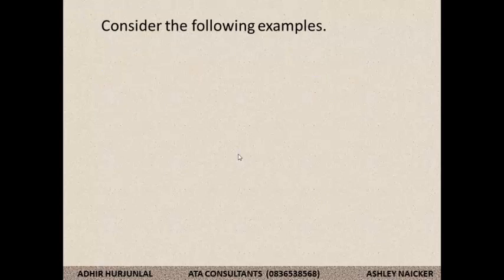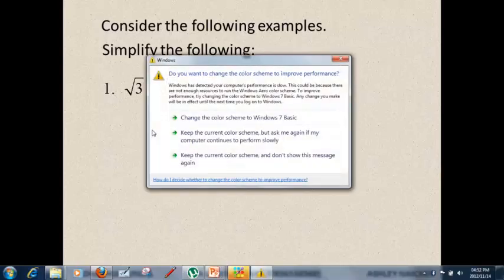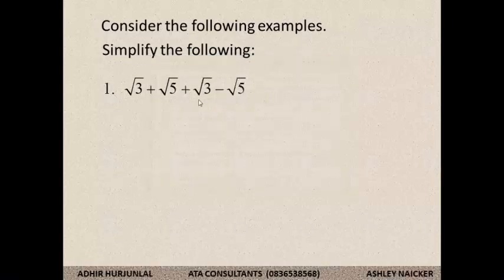I want you to consider the following examples. Simplify the following. It says root 3 plus root 5 plus root 3 minus root 5. Now if I have something similar to this, how do I go about understanding this better?